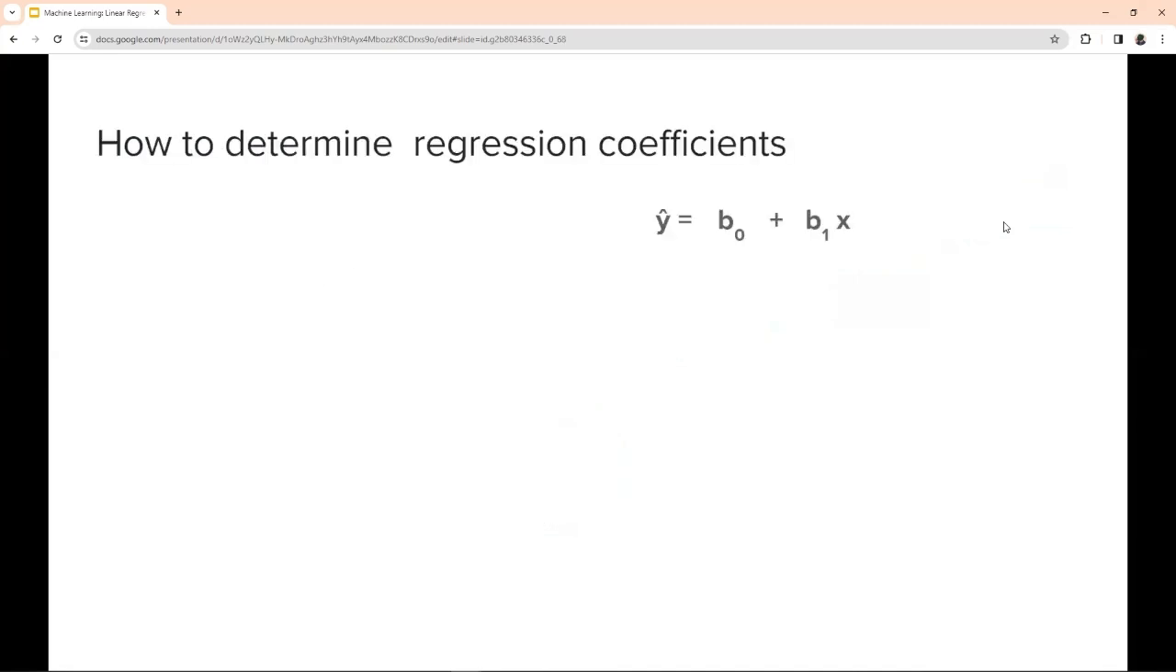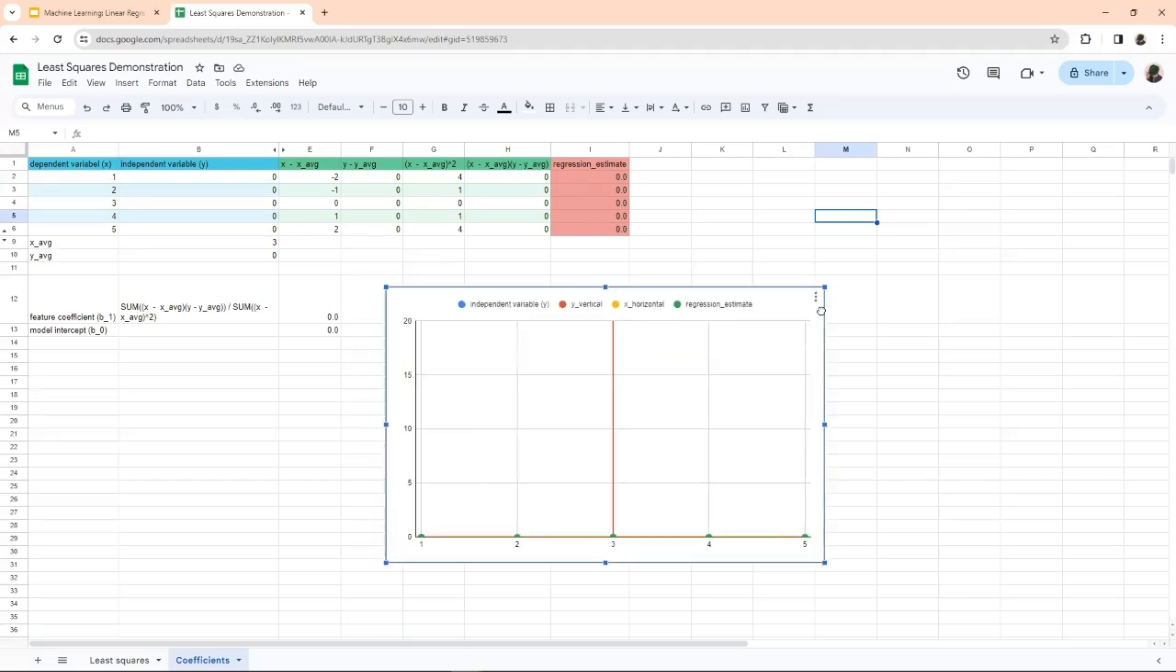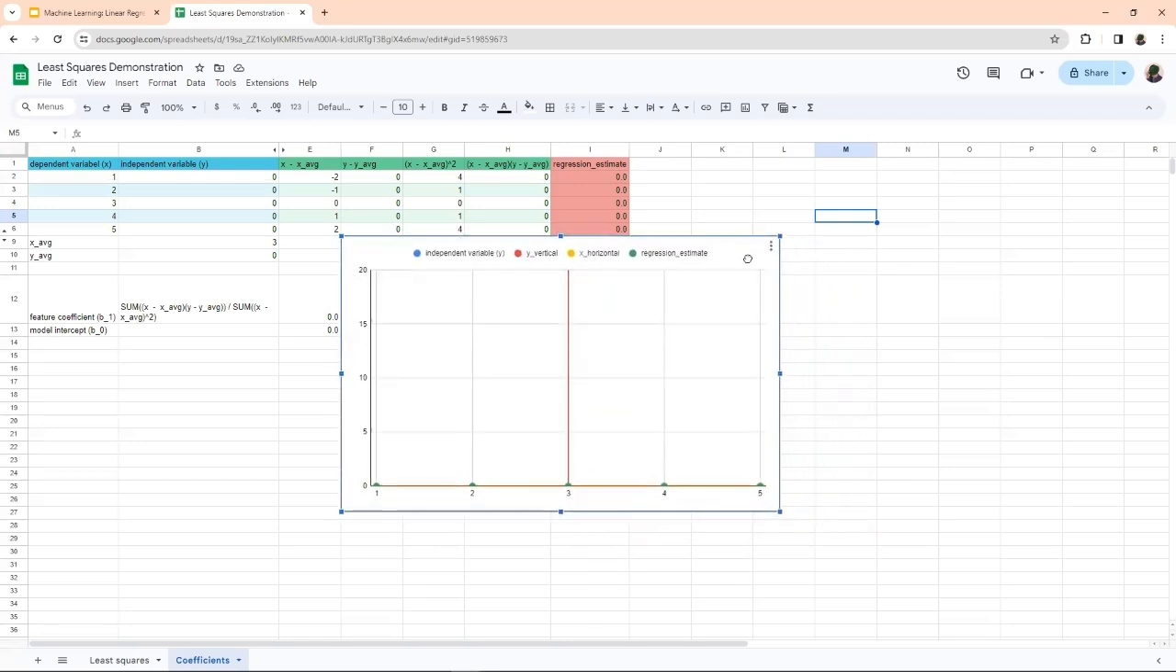Now, how to determine the regression coefficients is what we'll get to now. Okay, guys, welcome to this demonstration on how you determine your B1 and B0. I will also show you the least squares method.